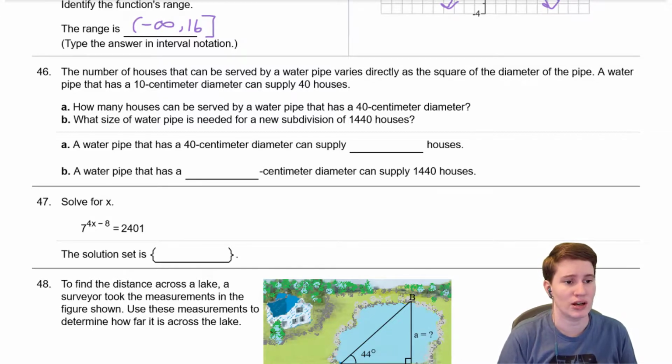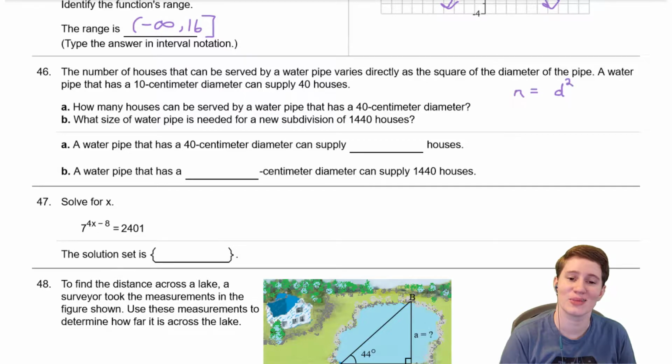So we have the number of houses that can be served by a water pipe. I'm going to use N for number of houses. Varies directly as the square of the diameter of the pipe. It's important that we put the squared with the diameter, otherwise we get this wrong and do the whole thing and then look at the answer key and spend 10 minutes trying to figure out why it's wrong. Not that I know anything about that or anything.